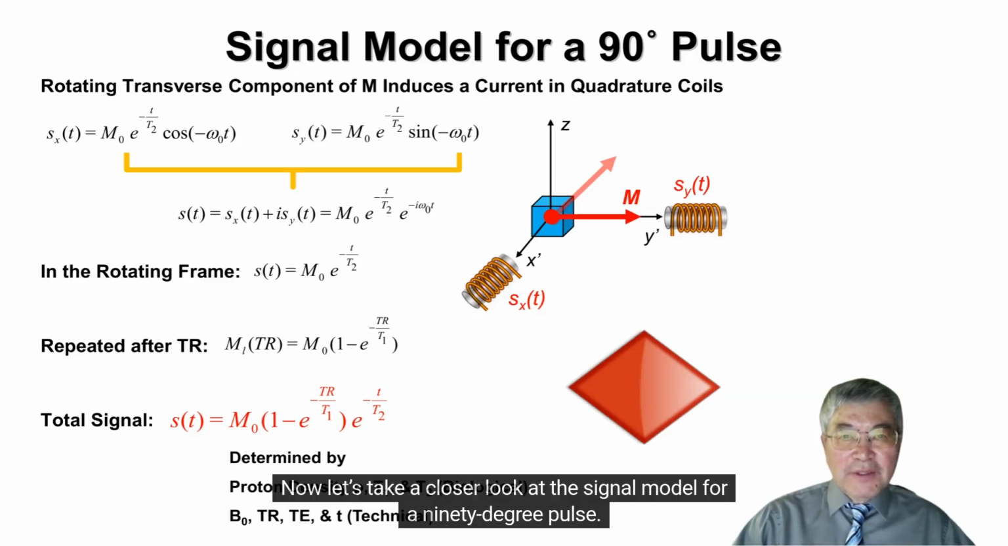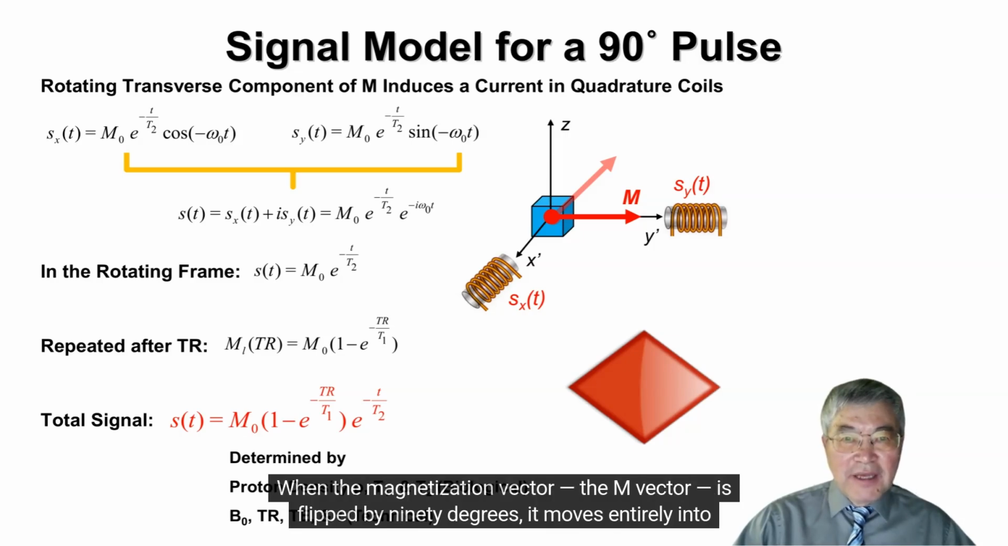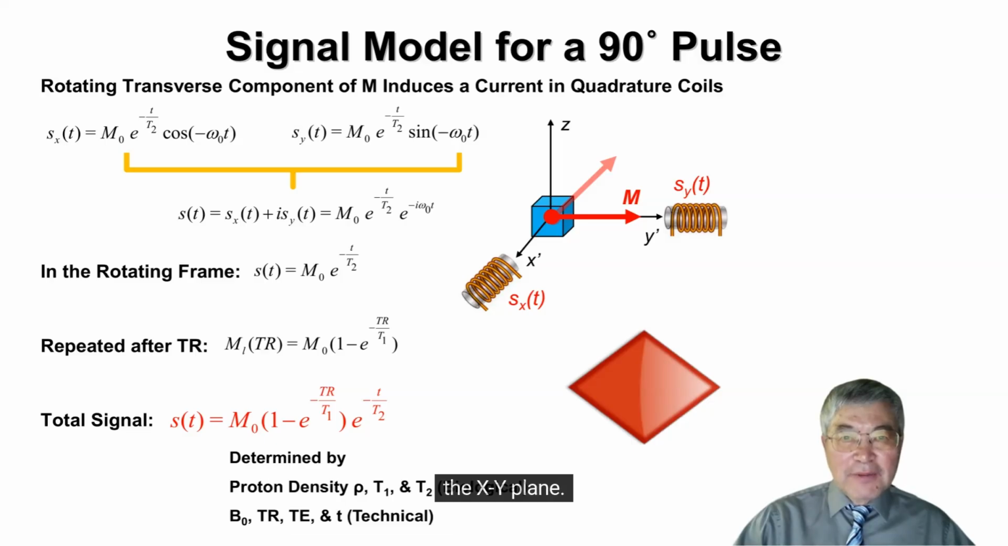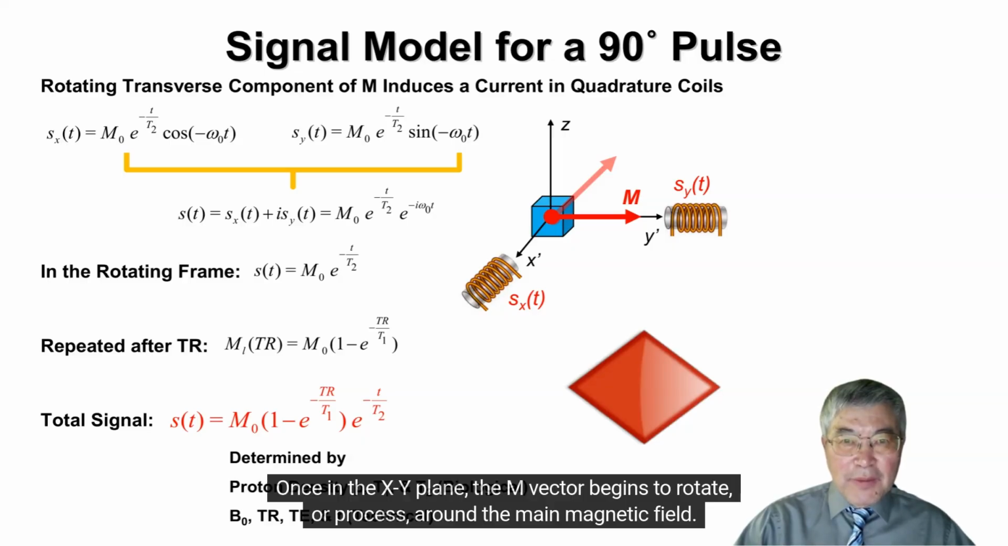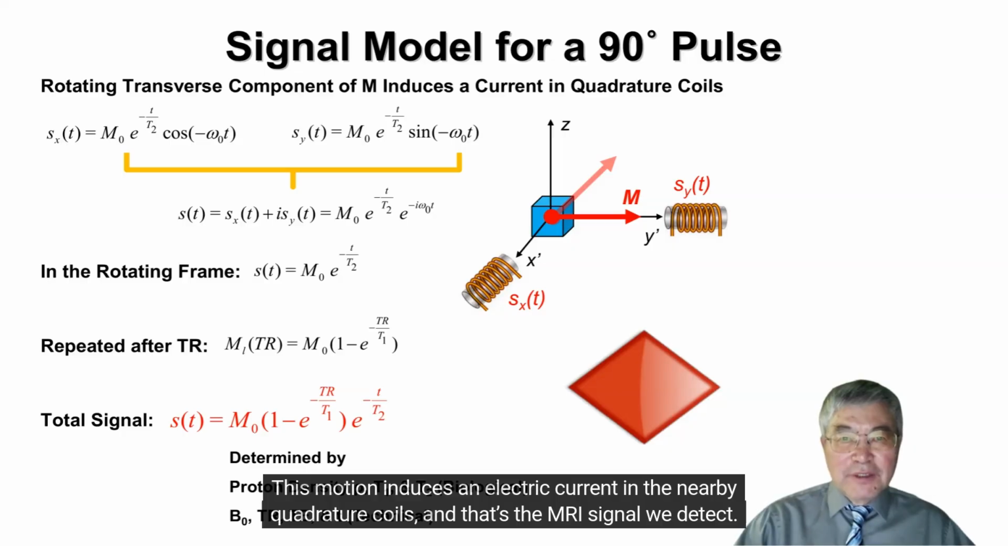Now, let's take a closer look at the signal model for a 90-degree pulse. When the magnetization vector, the M vector, is flipped by 90 degrees, it moves entirely into the XY plane. This gives us the maximum signal because the transverse magnetization is now at its full strength. Once in the XY plane, the M vector begins to rotate or precess around the main magnetic field. This motion induces an electric current in the nearby quadrature coils, and that's the MRI signal we detect.